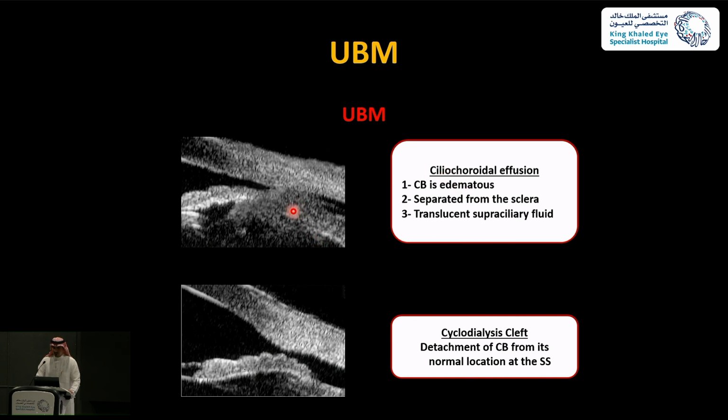You can see here that the ciliary body is edematous. However, there is no direct communication between the anterior chamber and the supraciliary space. You can see that there is separation of the ciliary body from the sclera because there is fluid accumulation. And you can see that there is translucent supraciliary fluid. However, still there is no direct communication between the anterior chamber and the supraciliary space. So, edematous ciliary body, supraciliary fluid. So this is ciliochoroidal effusion, but there is no direct communication. If you have direct communication, then that's a cyclodialysis cleft.